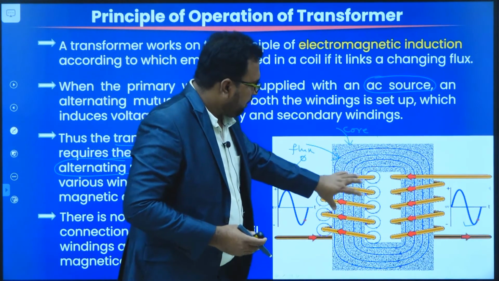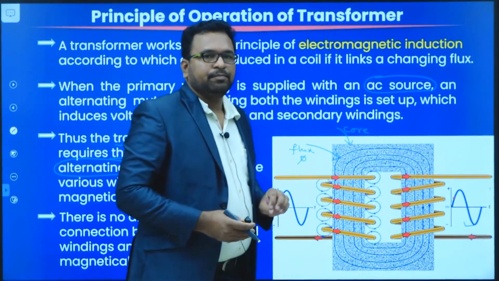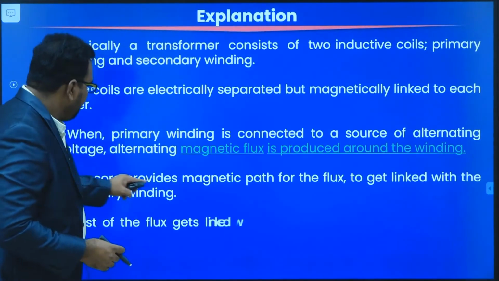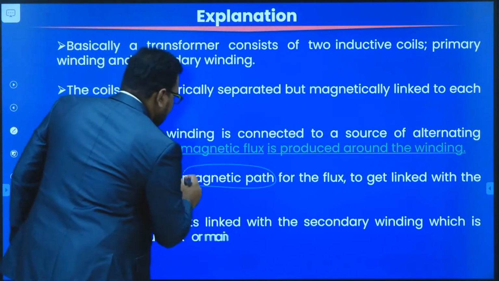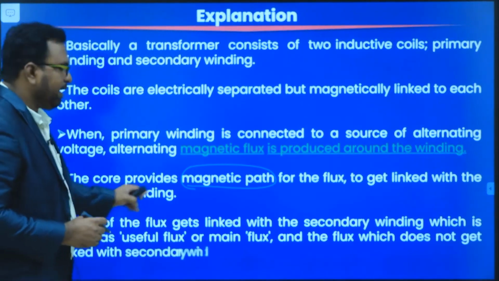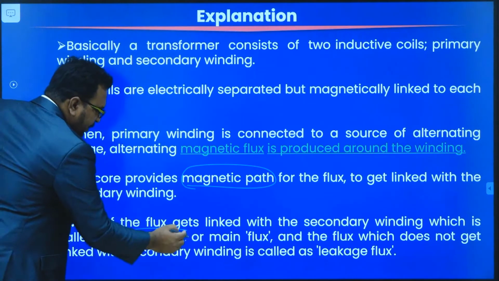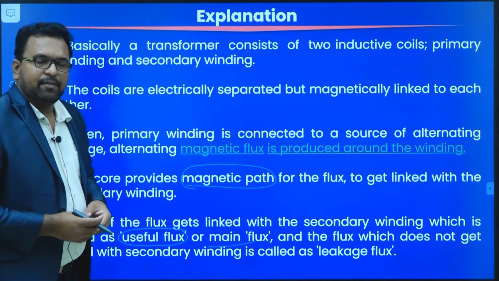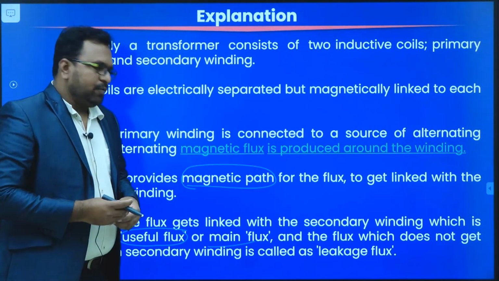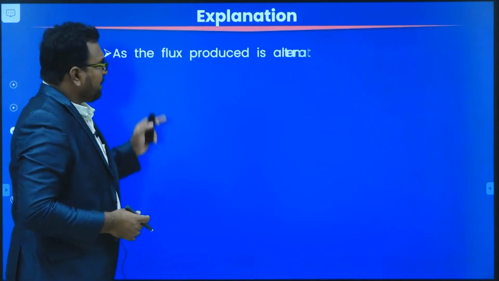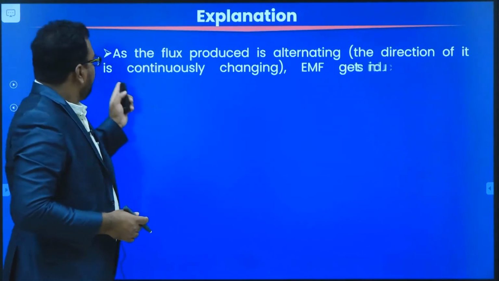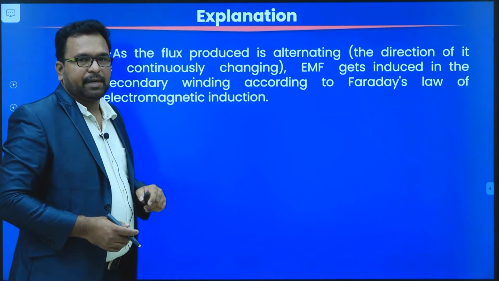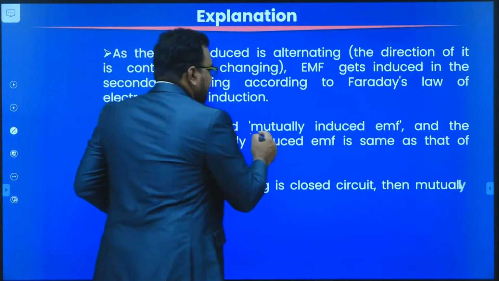When there is a core, then the maximum flux is going to link with the core. So it will act like a conducting medium for the magnetic flux to flow. So the core provides a magnetic path for the flux to get linked with the secondary winding. The flux that links with the secondary winding is going to be called useful flux or main flux. And the flux which doesn't link with the second coil, or which escapes into the atmosphere, we are going to call it leakage flux. As the flux produced is alternating, the EMF gets induced in the secondary winding according to Faraday's laws of electromagnetic induction. This EMF is going to be called mutually induced EMF.